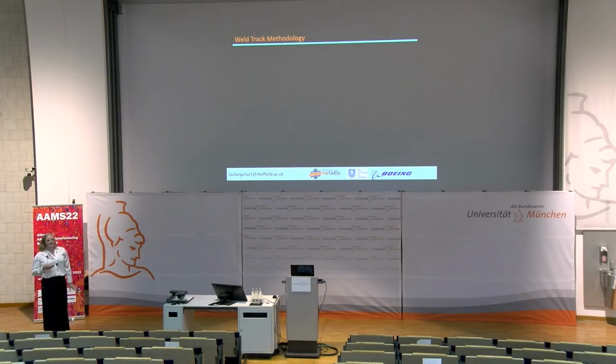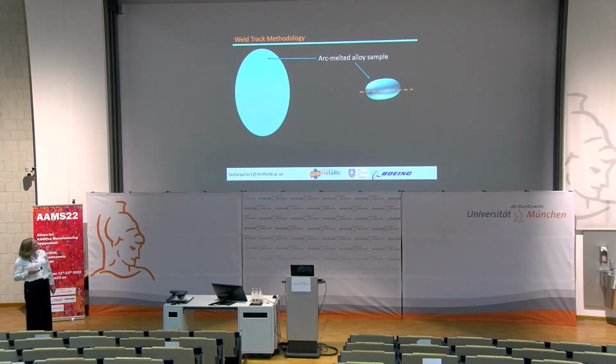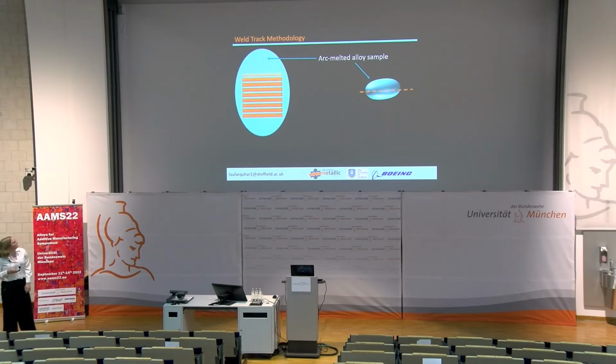So the weld track methodology. I took an arc-melted alloy sample as cast because I wanted it to have a microstructure as close as I could possibly get to an AM microstructure. Sectioned it in half, mounted it, and then put it into our Econity mini machine at the University of Sheffield in an argon atmosphere, and then did weld tracks which look a bit like this.